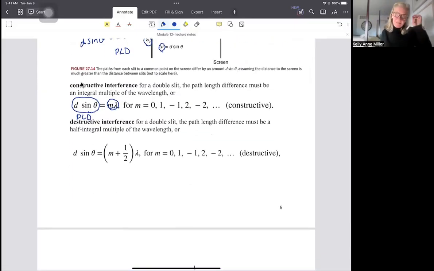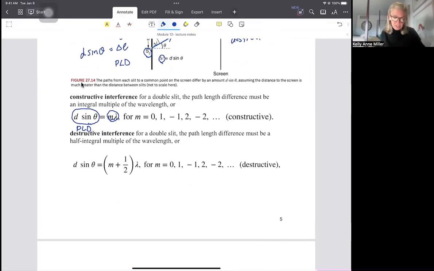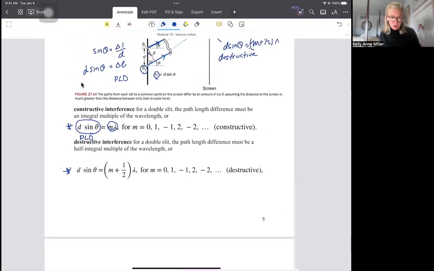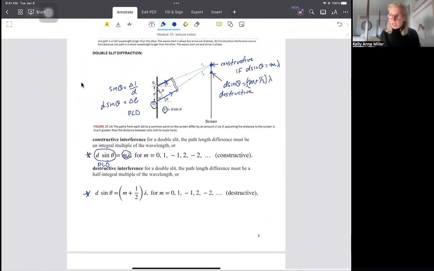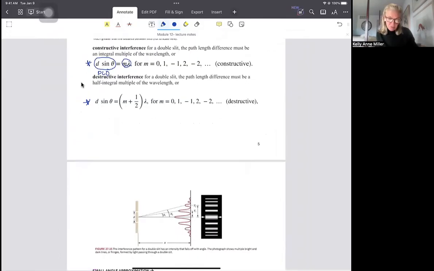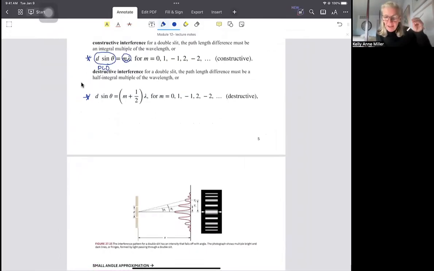To be honest, these two equations, one for constructive and one for destructive, are the most important thing from this wave optics section, because you can apply this idea to anything that has a slit. We can extrapolate this to multiple slits, and with a small mathematical deviation, we can also extrapolate it to a single slit.